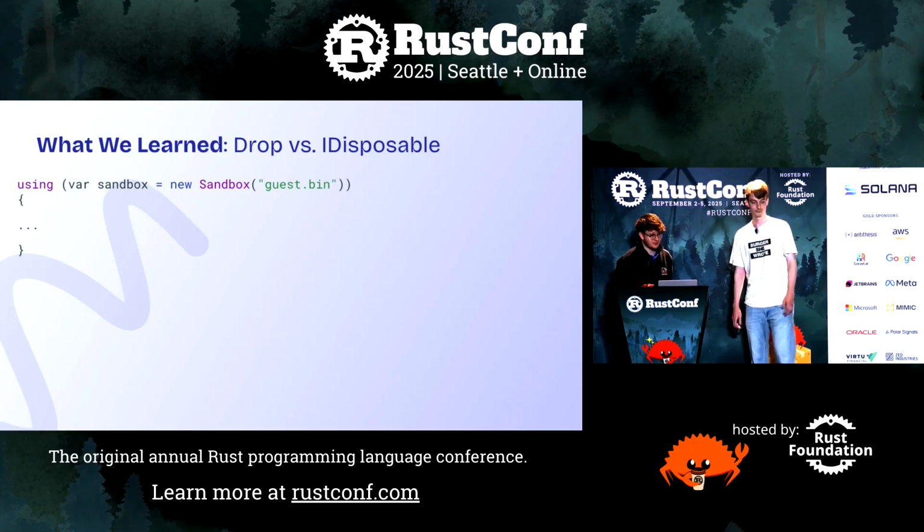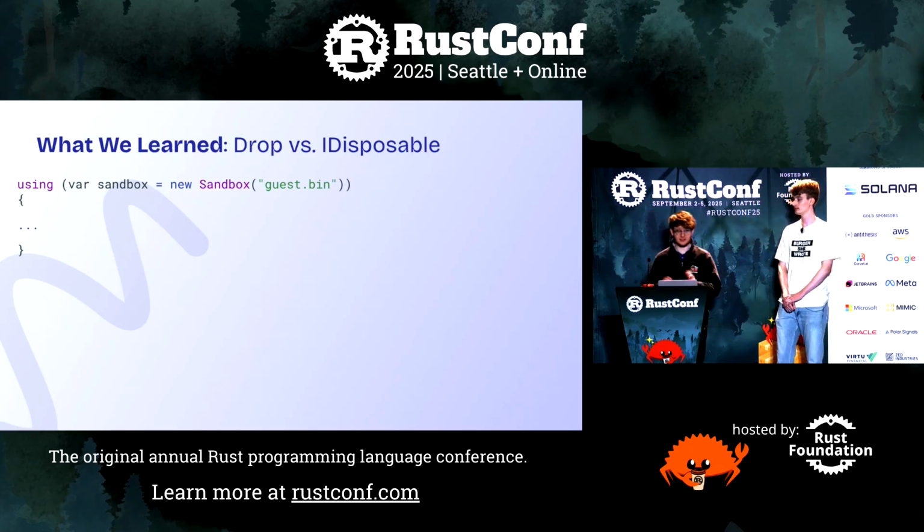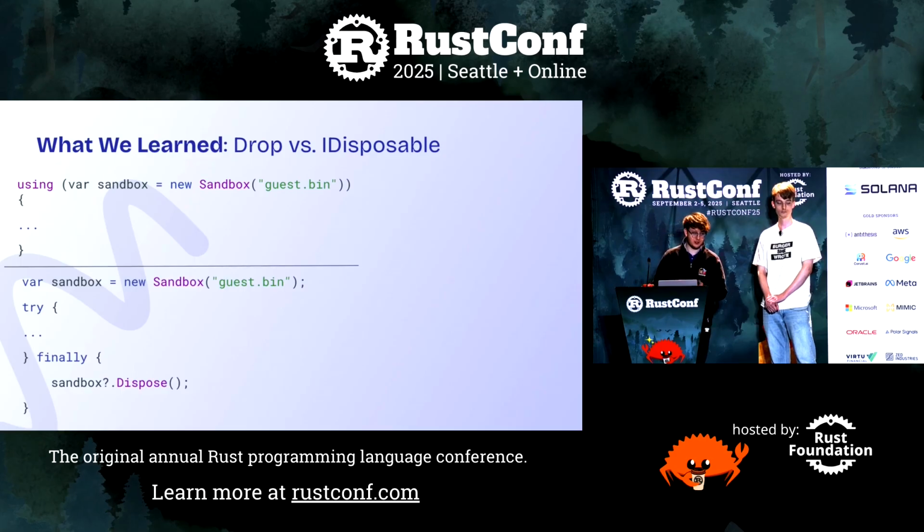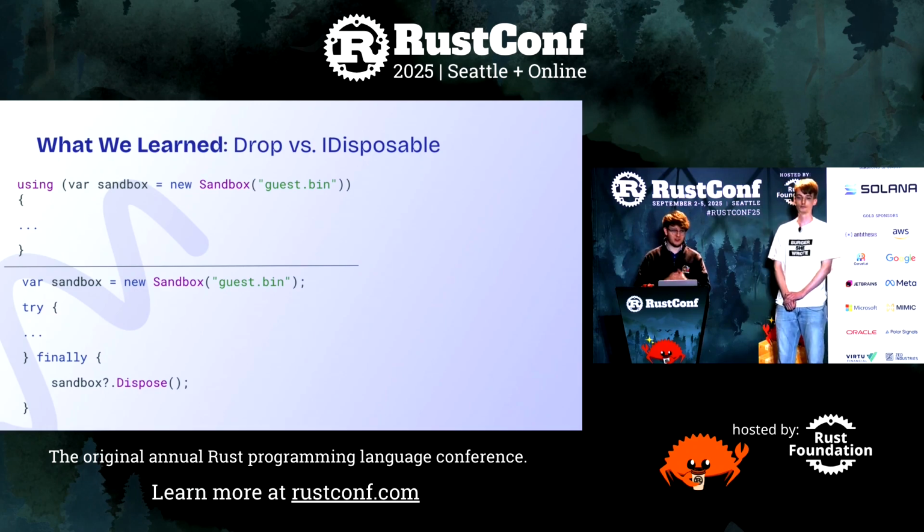Cool. So I hinted a little bit at this in the previous slide where I showed you what the API looked like with C#. But there's a lot of parallels between what in C# is IDisposable and in Rust is Drop. So again, you have this using statement where we have sandbox new. And this essentially is syntactic sugar for a try/finally. So we create the sandbox, do some operations with it, and then finally dispose.